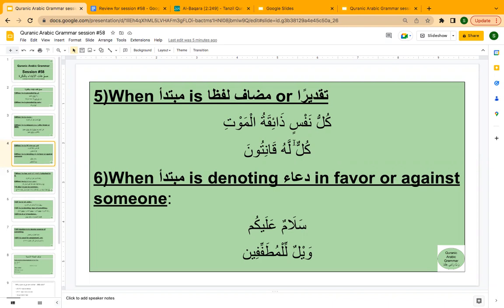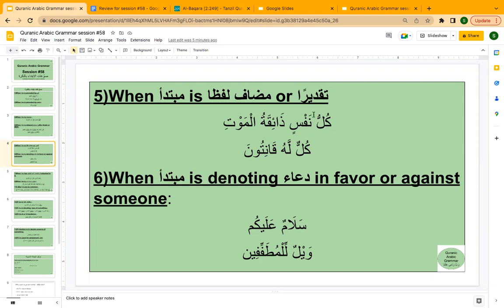Okay, kullu was otherwise very general, but specificity has been added by the addition of nafsin. So kullu nafsin. Kullu is allowed in this case to be common. So every soul will taste death. I'm translating it like that, and we'll inshallah learn one day why we translate things like that sometimes. Okay, inshallah. So what is going to be your mubtada here?